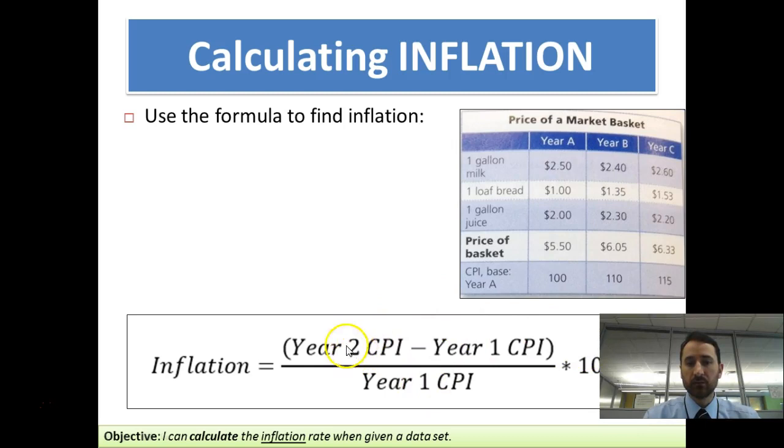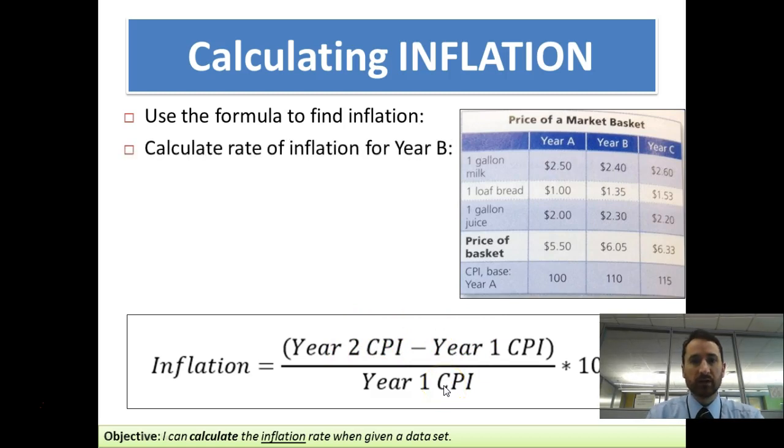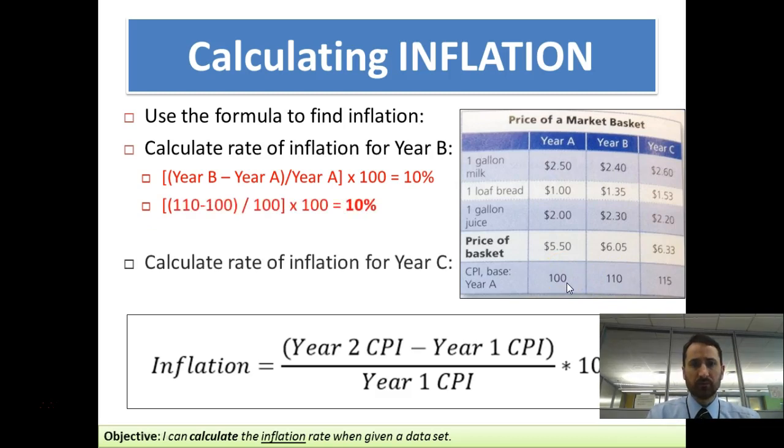In this case, we're taking year 2 CPI, the new CPI, or most recent CPI, divided by our old one. And so we simply plug in those numbers. For year B, we have the CPI of 110 minus 100 divided by 100, and that's times 100, and we get 10%. For year C, we take 115 minus 110 divided by 110 times 100, and you get 4.5%. Notice that we're not using the base year for all of them. We only use the base year when we're calculating CPI. When we're calculating inflation, we use the year previous.